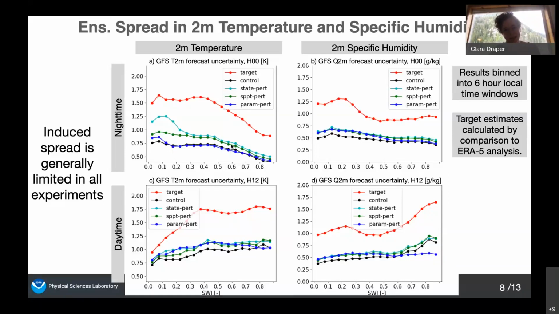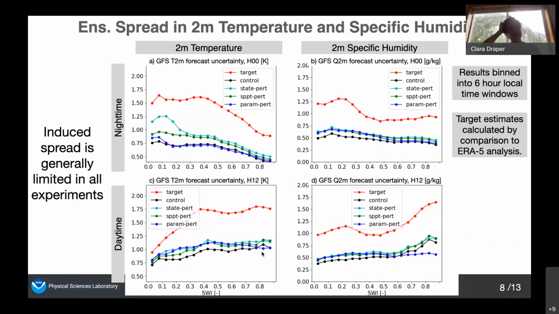A few other things stand out. First of all, we're getting a really large amount of spread from the state PERT and SPPT experiments in the 2-meter temperature at nighttime. That's associated with the fact that both of those experiments actually induced a huge amount of spread in the soil temperature, which I haven't shown you. The other thing that's interesting is that the parameter perturbation experiment has actually reduced the spread in the daytime specific humidity and, to a lesser extent, in the 2-meter temperature.